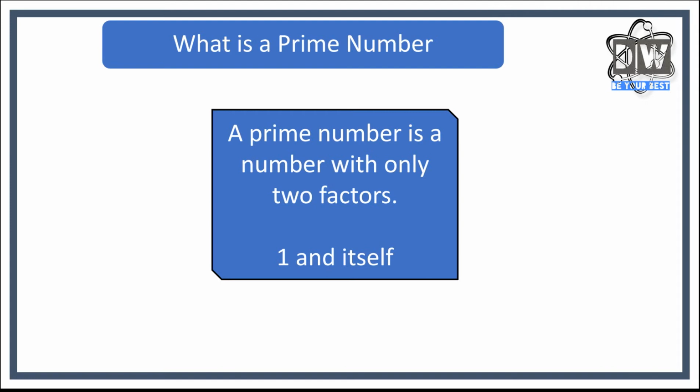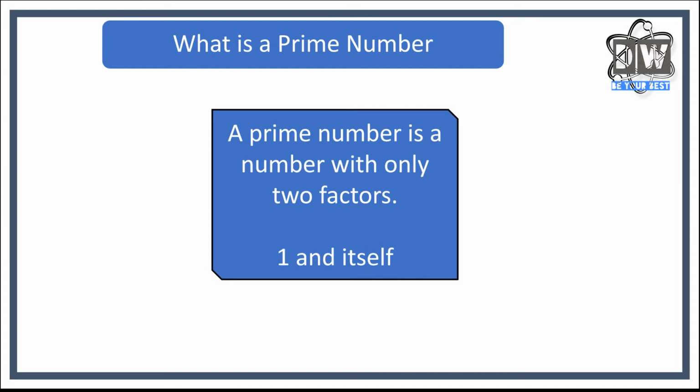So if we think about factors in their basic form, they are the two numbers that multiply together to give us the number that we're looking for. So the factors of 6 would be 1 and 6, and 2 and 3, because 1 times 6 is 6, 2 times 3 is 6. So that's not a prime number because it's got more than two factors.